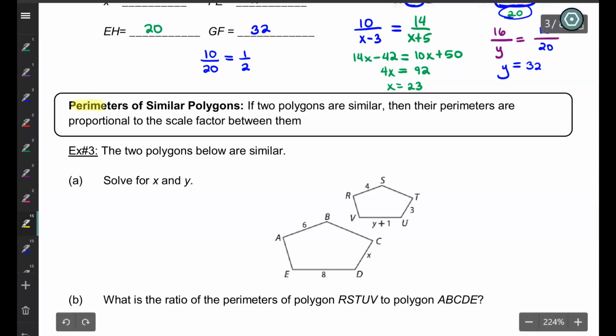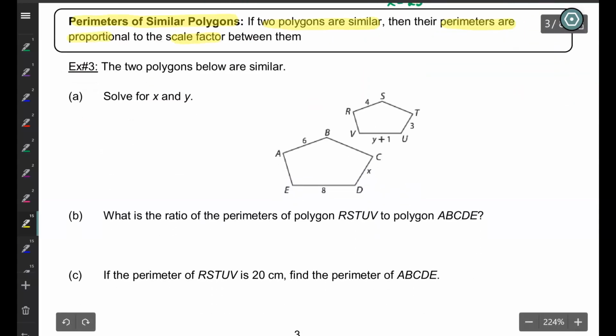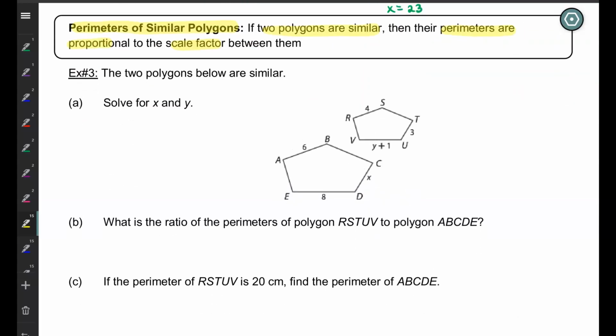Okay, so next we're going to just look at perimeter of similar polygons. So basically, if we know two polygons are similar, then their perimeters are proportional to the scale factor. So basically, the ratio of the perimeters is going to be exactly the same as the scale factor. Okay, so for A, we just want to solve for X and Y.